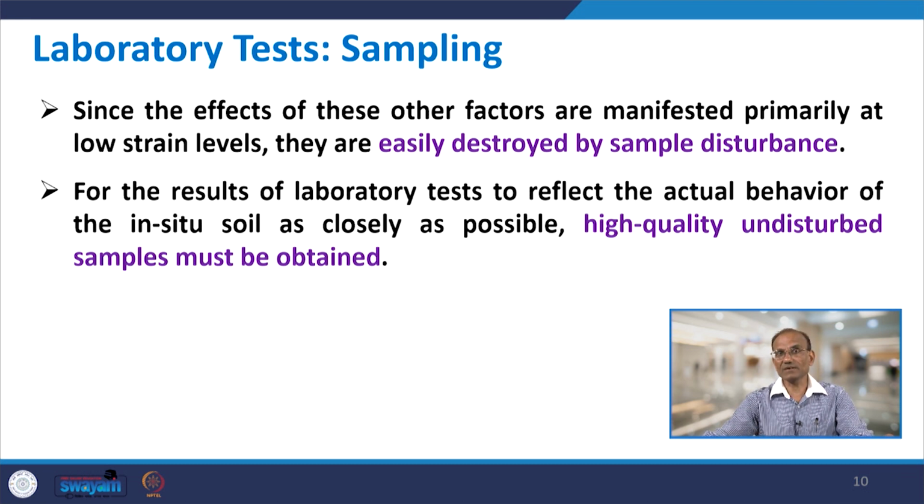As a result, the effect of these factors, particularly at low strain level, is no issue. But as you go to higher strain, some of the properties may not be the same as when you collect the sample from the field and conduct the test in the laboratory. Therefore, for the results of the laboratory test to reflect the actual behavior of the soil in the field as closely as possible, a high quality undisturbed sample must be obtained.